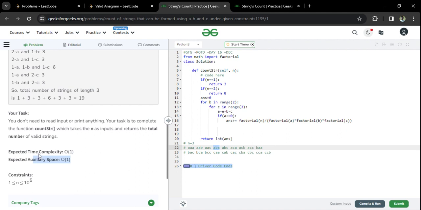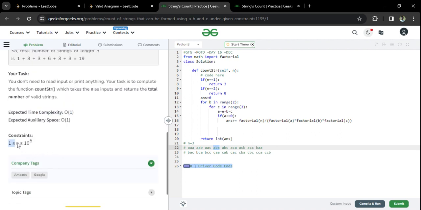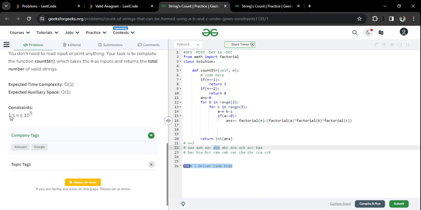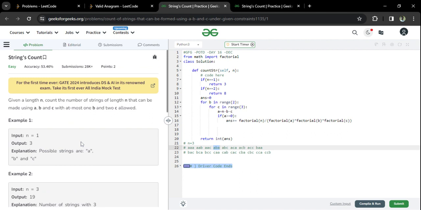That's what they're expecting. Coming to time complexity, they are not expecting you to have any for loops or anything like that. Simply some calculations, and you have to get the answer. And n can be in the range from 1 to 10 power 5. That makes sense because it is about strings; giving 0 does not make any sense here. So yeah, this is the question.